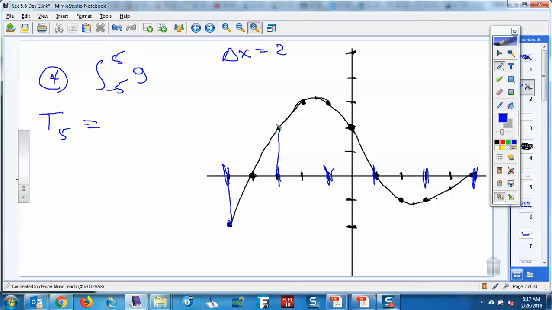2 pi over 4. What's the next one? 3 pi over 4. What's the next one? 4 pi over 4. Exactly. That's really going to make it much nicer for us to write it this way. Okay, so we're dividing it up into 4.